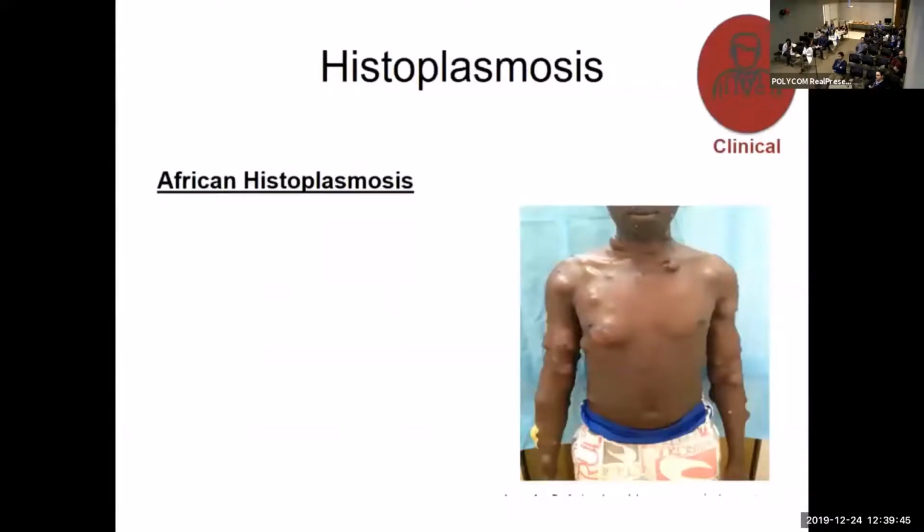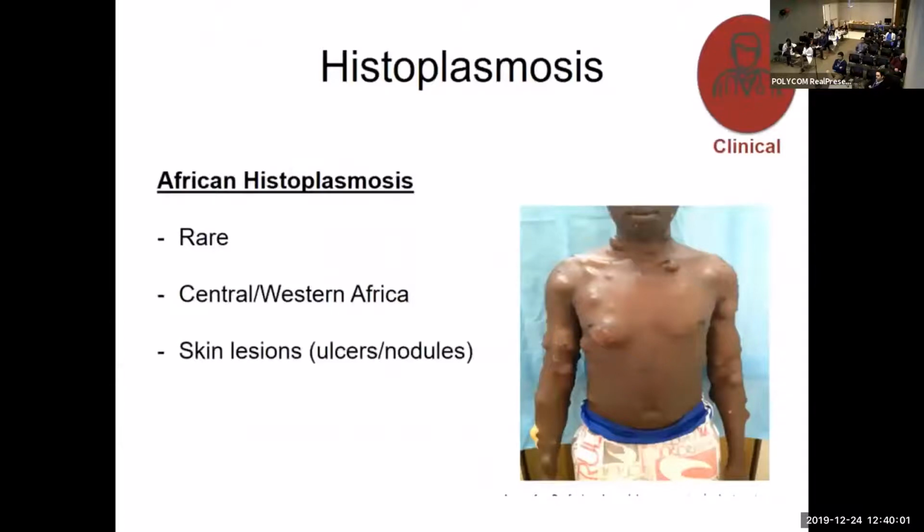Just to show a picture of African histoplasmosis. Remember, this doesn't go to the lung. This is just skin and bone issues. It's rare; it's just present in Western Africa. For those of you going to Montefiore, there is a huge Western African population, so you can see this type of case there. And the lesions are usually in the axial skeleton, the osteolytic lesions.